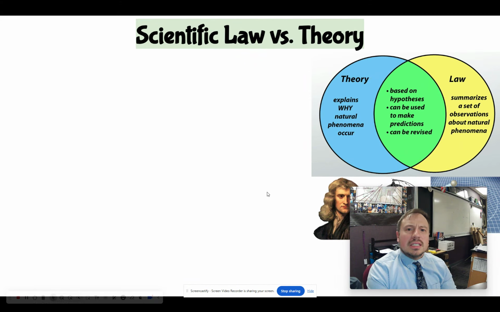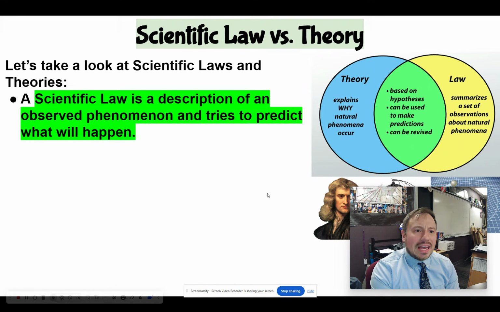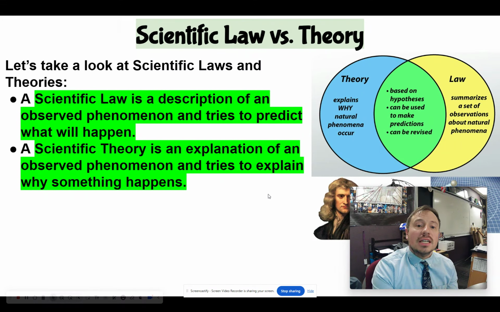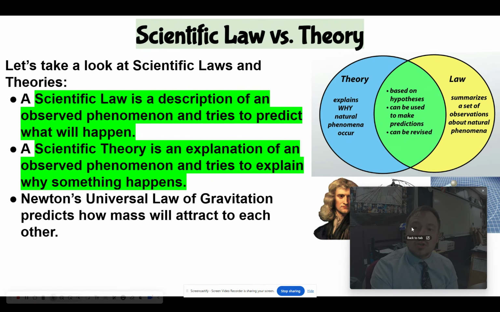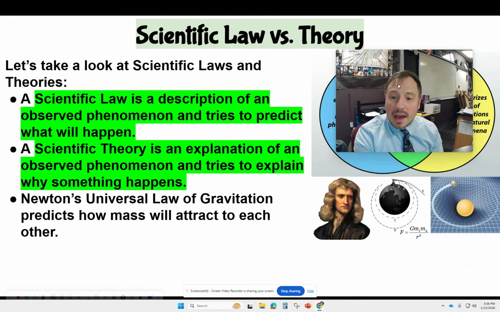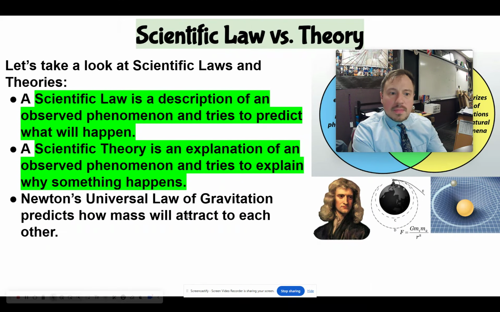Now, let's talk about the difference between a scientific law and a theory. A scientific law is the description of an observed phenomenon and tries to predict what will happen. A scientific theory is an explanation of an observed phenomenon and tries to explain why something happens. So if we're looking at the example of gravity, Newton's universal law of gravitation predicts how mass will attract each other, right? Why the moon orbits the Earth.